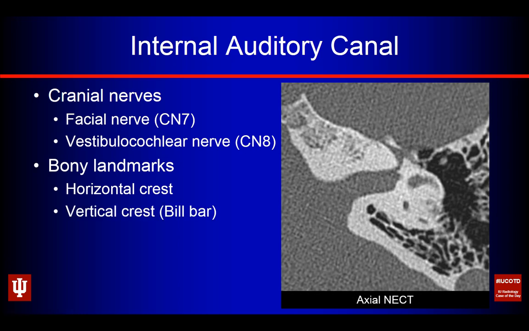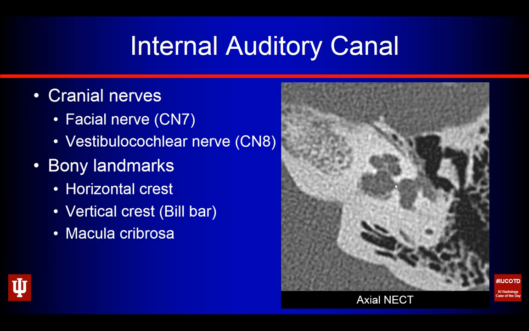As we look at the axial imaging, we can appreciate this tiny vertical crest, also known as Bill's bar, an eponym, that divides it into an anterior and a posterior component. Sitting anterior to that is where the facial nerve goes. Sitting posterior to that is where the superior vestibular nerve lives.